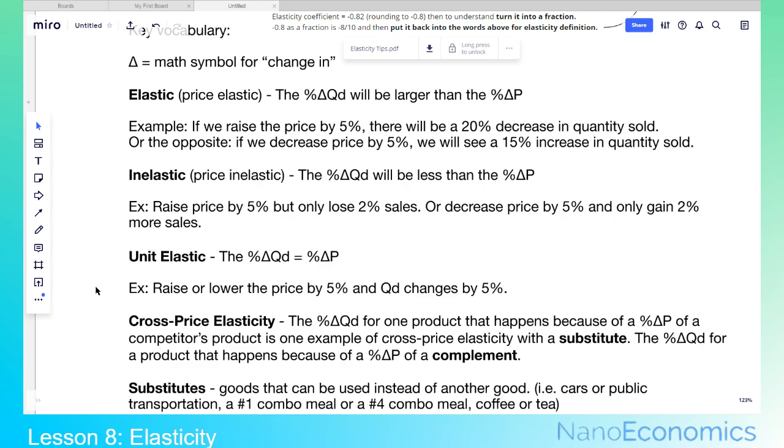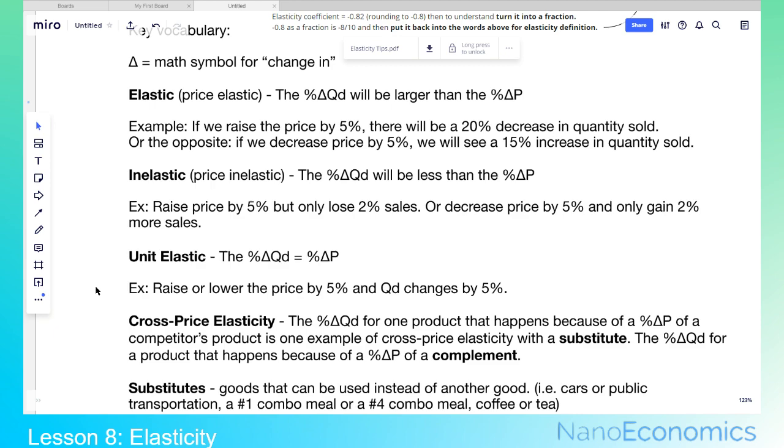So to start out with, we would say a good is generally elastic or price elastic, or demand for the good is price elastic, if the percent change in quantity demanded is greater than the percent change in price. In other words, if you decrease the price by 5% and people buy 10% more of that item, then we know that our demand for that good is relatively price elastic.